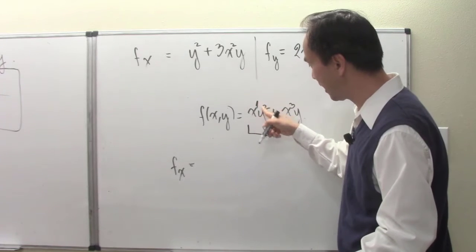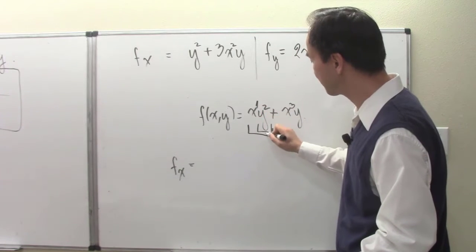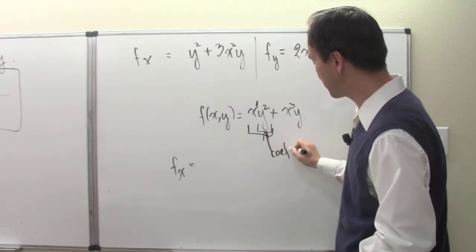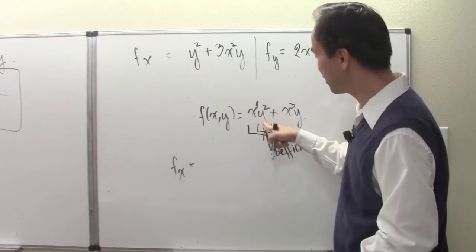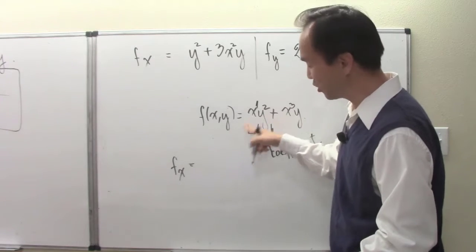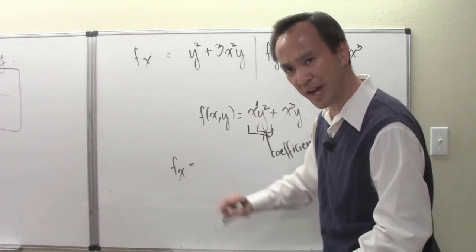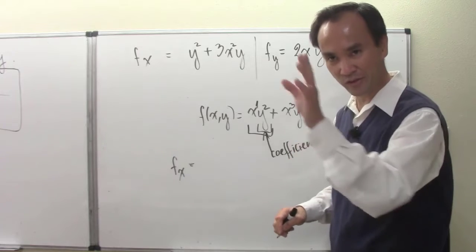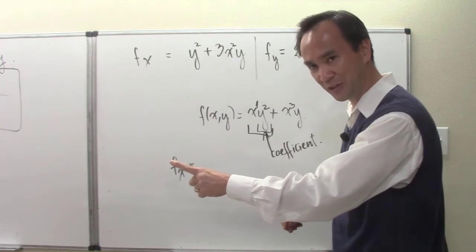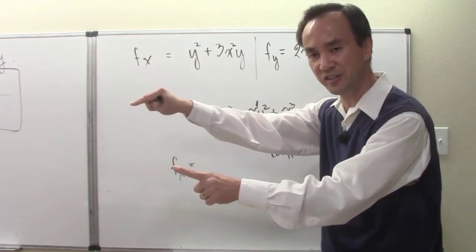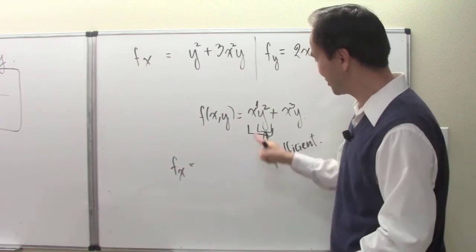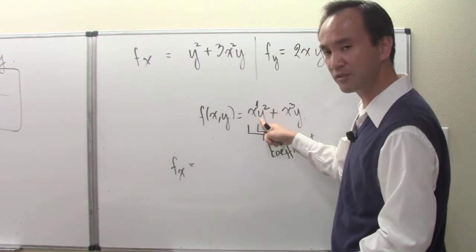It has power 1. It has a coefficient. That's what we are currently regarding the y variable as, because we are taking the derivative with respect to x. All right, so that's the rule. If you're taking the derivative with respect to one particular variable, you're going to regard all of the other variables as coefficients or constants.